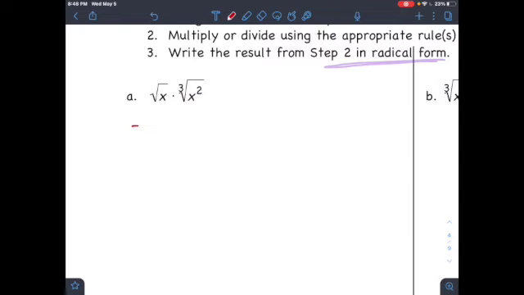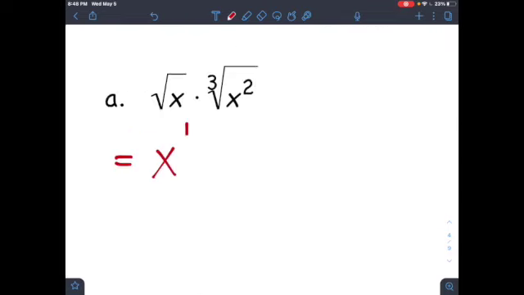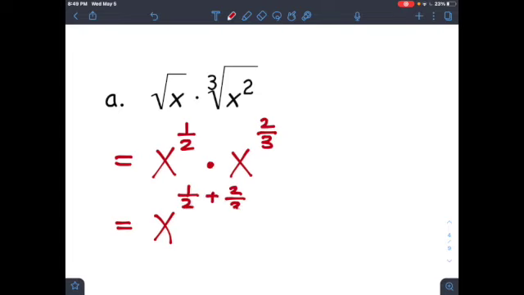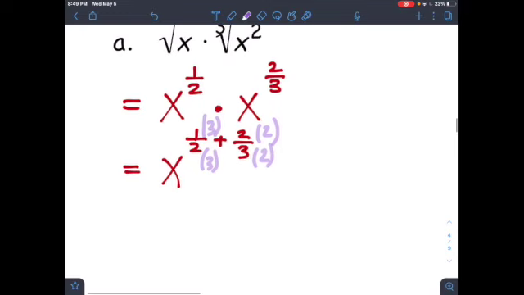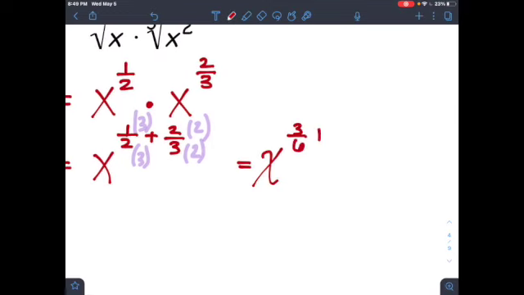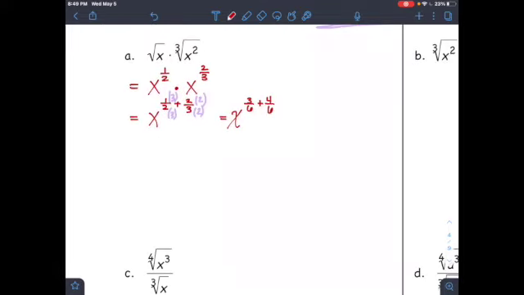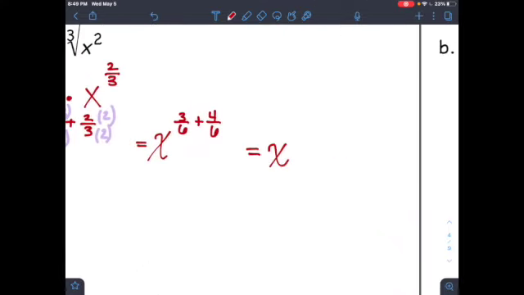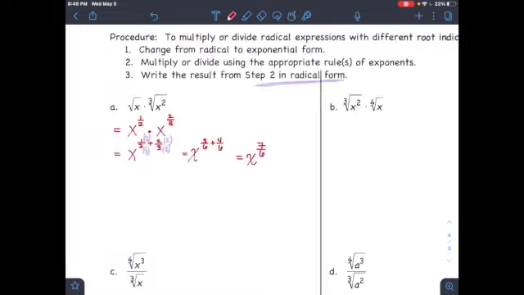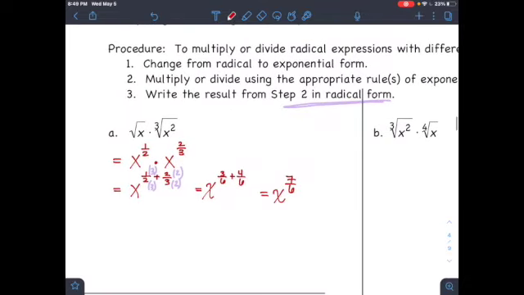To write that out, you're going to have x to the 1/2, because remember, if I don't have any number here, it is a 2, times x to the 2/3. Now, because it's times, you know you have to add your exponents. You can add them by changing them into fractions with a common denominator. So right here, you're going to have 6 as a denominator. x to the 3/6 plus 4/6, and that is going to give you x to the 7/6.